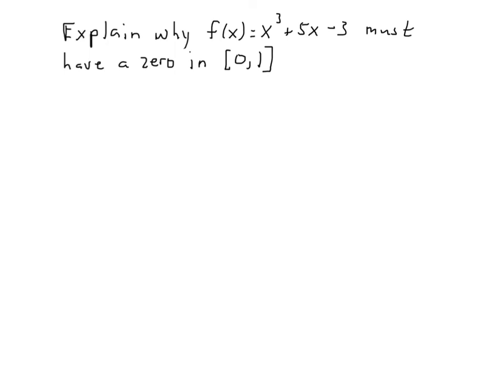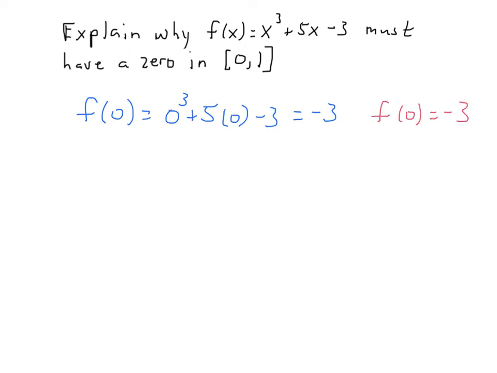Okay, welcome back. In this case, to go through with the intermediate value theorem on this closed interval, which is the interval from 0 to 1, I need to know f of 0. In this case, f of 0 is equal to 0 cubed plus 5 times 0 minus 3. And that result will be negative 3. So I know f of 0 equals negative 3.